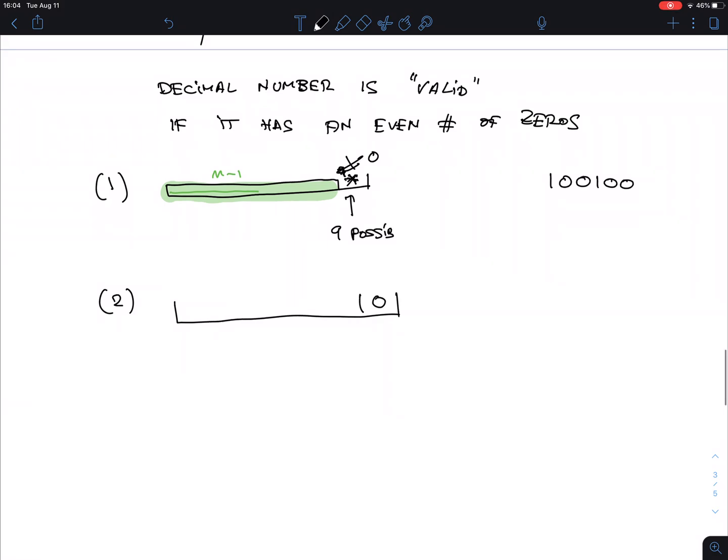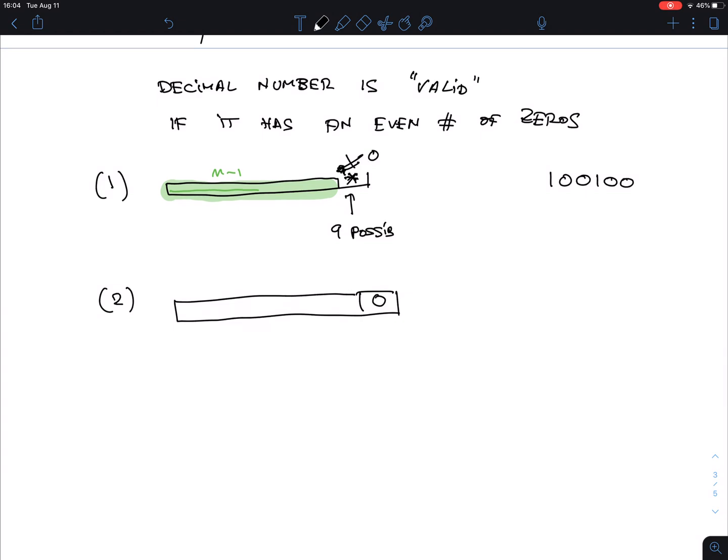Now let's think about that. How can I make a string of length n that ends in a 0? What has to happen? The string of length n minus 1 has to be invalid, namely having an odd number of zeros, because then adding this extra 0 makes it valid again. So this has to be invalid, and again the size is n minus 1.